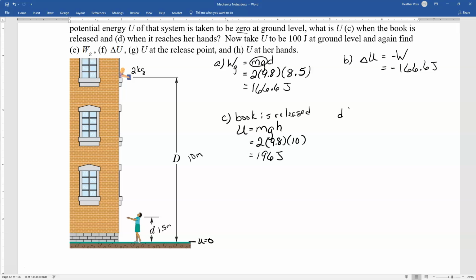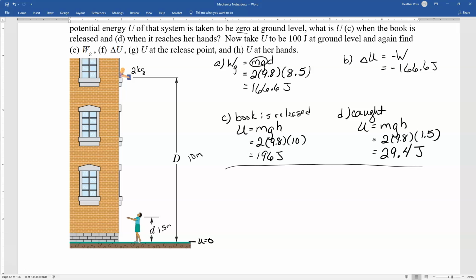Now, we want to know, what about when it's caught? So when it reaches her hands, our potential energy is again going to be mgh. So we've got the 2 kilogram book, 9.8 meters per second squared, and our height now at the point it's caught is 1.5 meters. So that's going to give us our new potential energy of 29.4 joules, which is pretty straightforward.